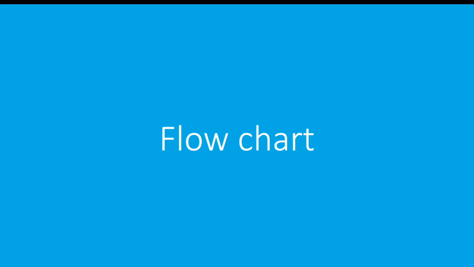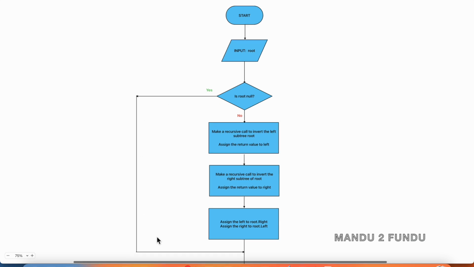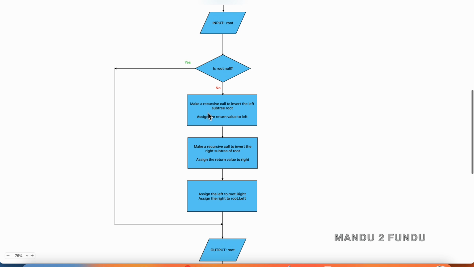Let's look at the flow chart. Input for this procedure is the root pointer to the root node. First we check whether the root node is null. If so, we return the root node as it is. Otherwise, we make a recursive call to invert the left subtree of the root and assign the return value to the variable left. Then make a recursive call to invert the right subtree and assign that return value to a variable right.